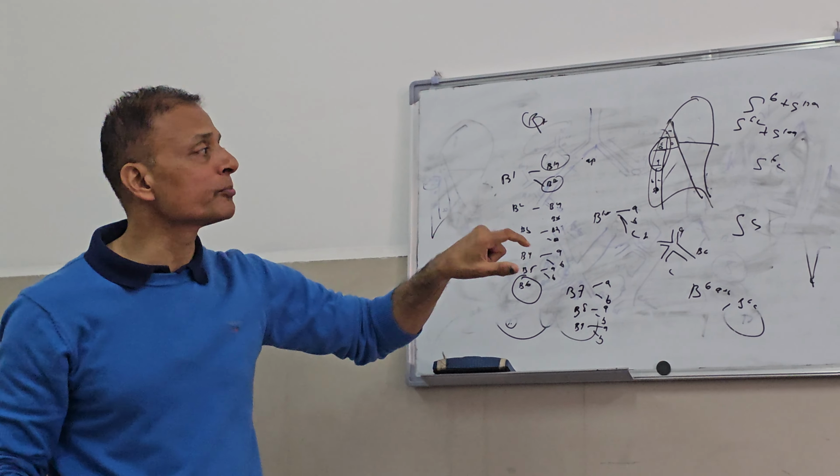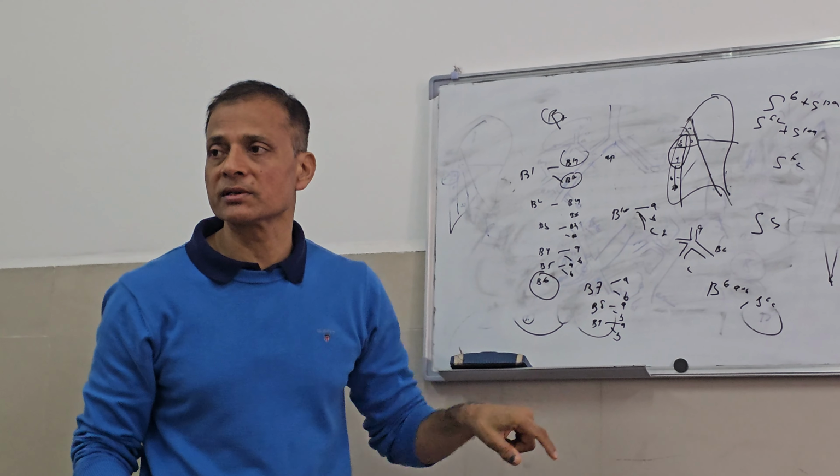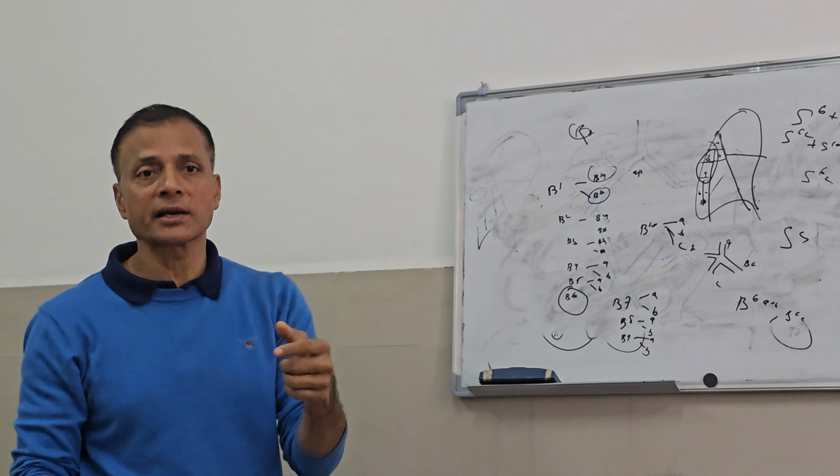So here lies the importance of knowing about the subsegments, and also the subsegmental anatomy of the arteries, the bronchus and the veins. That's also very important for us. So this was about the right side.